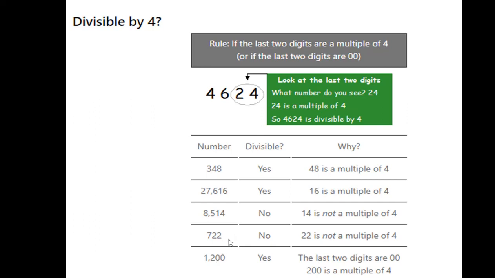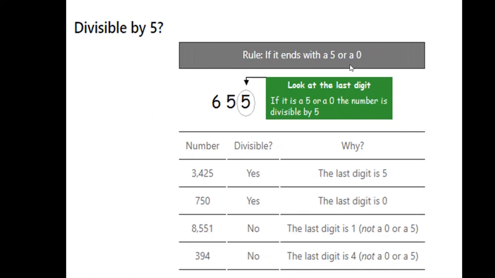Then the last example, 1200. The last two digits are 0. Last two digits being 0 means the number itself is divisible by 4. We saw that in the rule: either the last two digits should be a multiple of 4 or they should be 0. Then the number is divisible by 4. Understood?